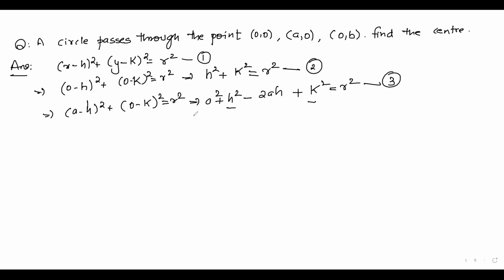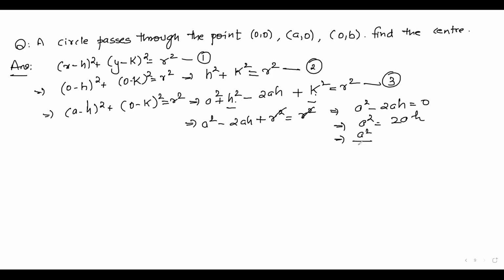Okay, so what we will get: a square minus 2ah, and in place of h square plus k square, we will put r square. So this will cancel out. So we will get a square minus 2ah is equal to 0. We need the value of h. We can shift this: a square is equal to 2ah, and shift this 2a over here. So you get h is equal to a by 2.